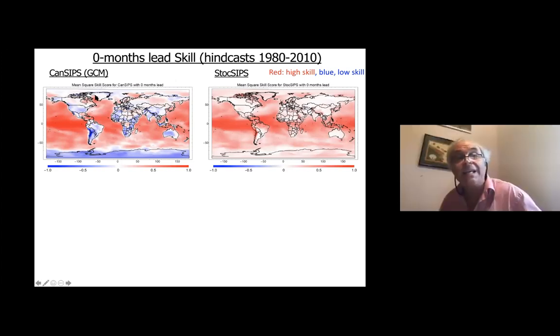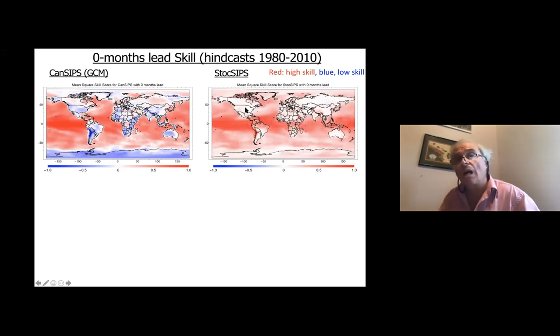So here you can use this to make monthly forecasts. This is the Canadian GCM, CANSIPS. You can see that the skill is actually negative over land. Blue is less skill than climatology, red is better than climatology. It basically does worse over land because the annual cycle is not so great in the model.